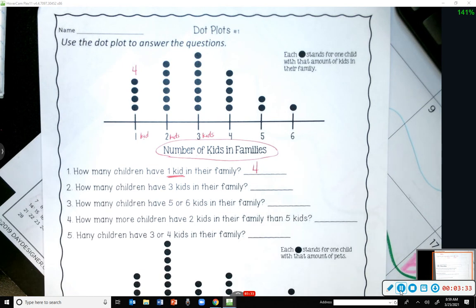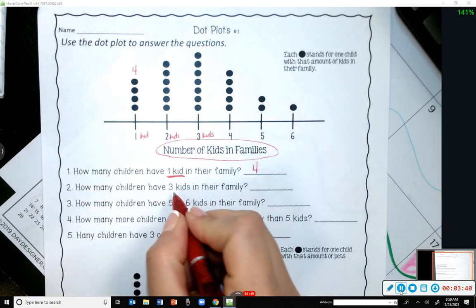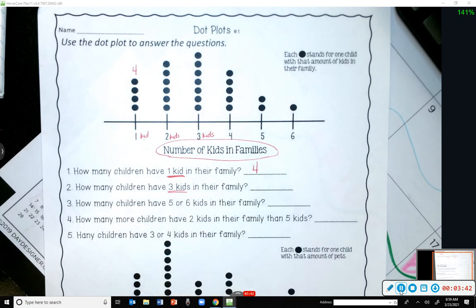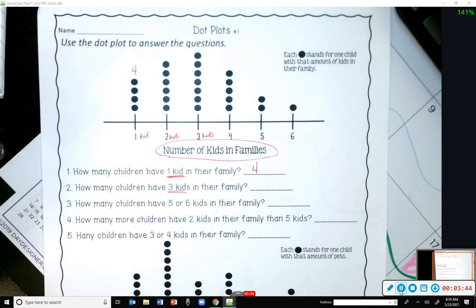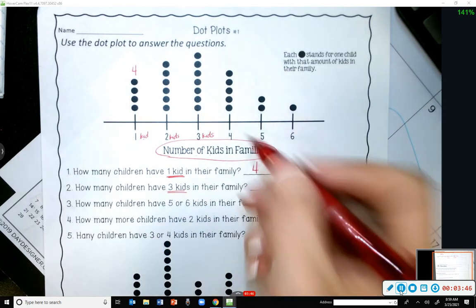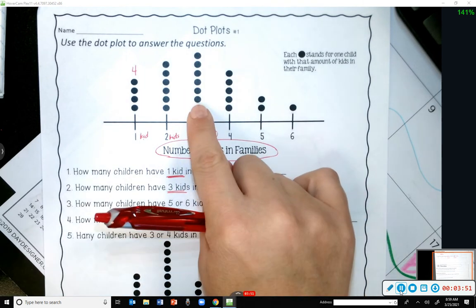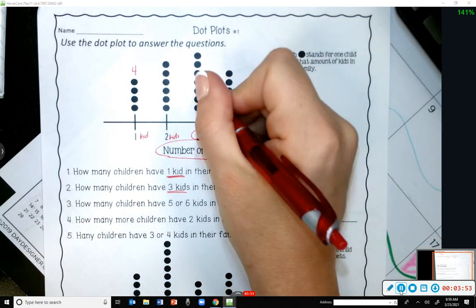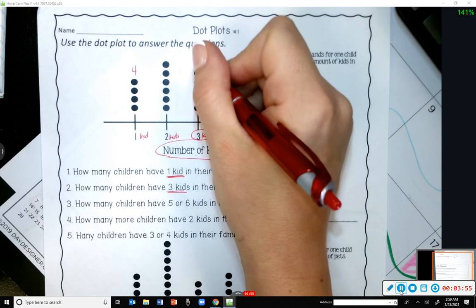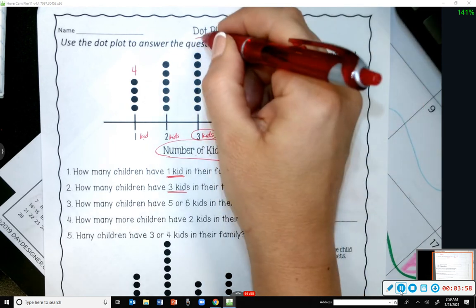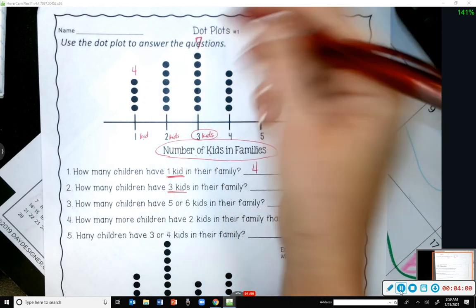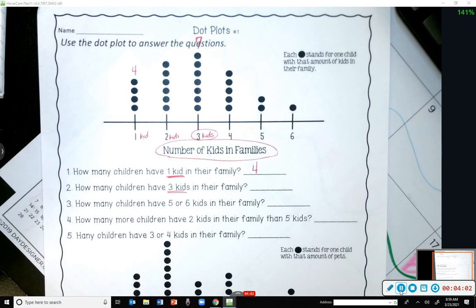Okay, number 2, it says how many children have 3 kids in their family? So where do I need to go on the dot plot to find how many children have 3 kids in their family? We go to the 3 because this is 3 kids. Okay, I look at the dots above it, and there's 1, 2, 3, 4, 5, 6, 7. Okay, so how many children have 3 kids? 7.